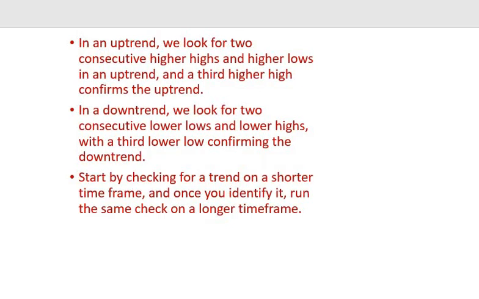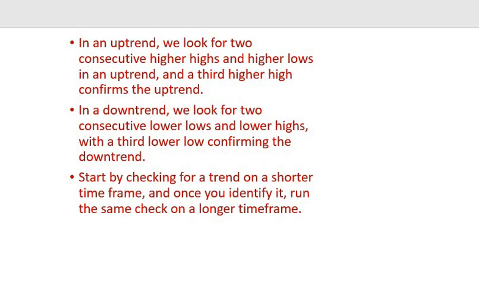In an uptrend, we look for two consecutive higher highs and higher lows, and the third higher high confirms the uptrend. In a downtrend, we look for two consecutive lower lows and lower highs, with a third lower low confirming the downtrend. Now, what we're trying to demonstrate in this place is being done practically.